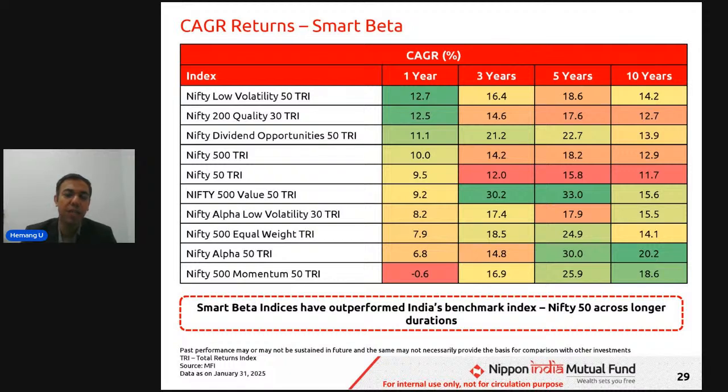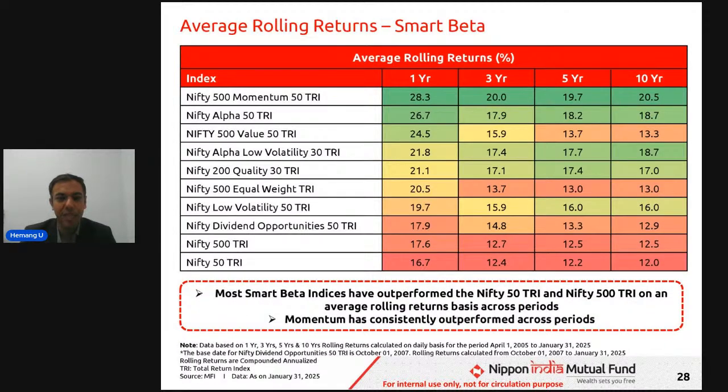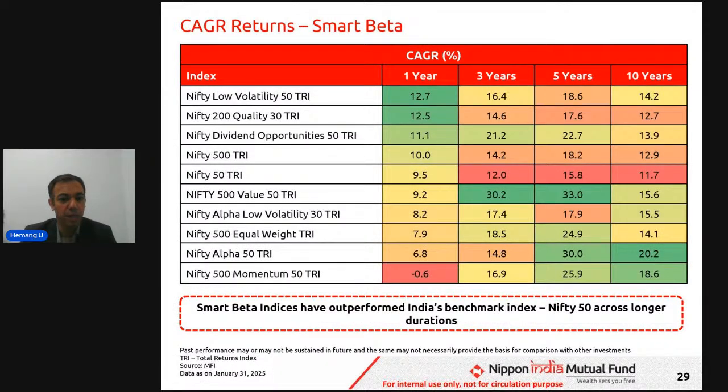Here we see that the picture has changed. Why do I say that? Your momentum was at the top, and low volatility was going towards the bottom. Here, low volatility shows at the top and momentum goes to the bottom. Now you will be wondering why this is happening. This takes only point-to-point returns.